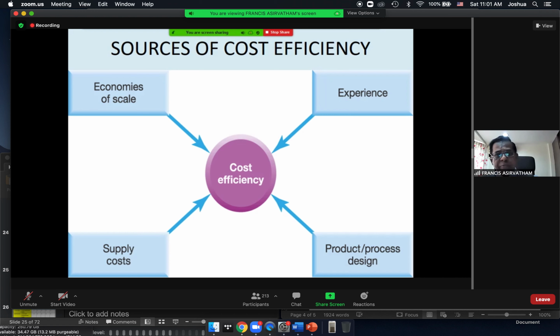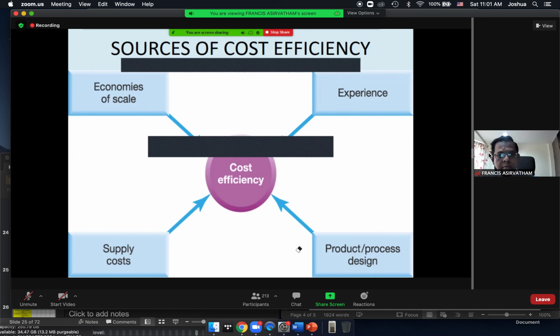How do you achieve efficiency? Volume. You need large volume. So they operate the factory 24 hours because of the volume. And when you increase the volume, automatically the cost will go down. Another way is product design, supply costs.